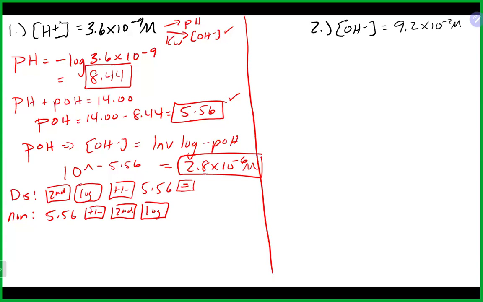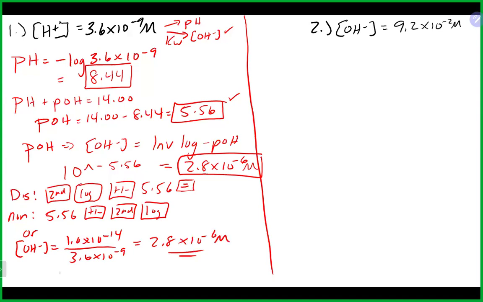Now, again, a reminder that if you wanted to use Kw up front, you could have done that as well. So you could have just done 1 times 10 to the minus 14 divided by our H plus concentration, 3.6 times 10 to the minus 9, will equal your 2.8 times 10 to the minus 6 molar as well. So again, you could still use Kw if you wanted to, like we did previously. First off, any questions on any of those calculations there?